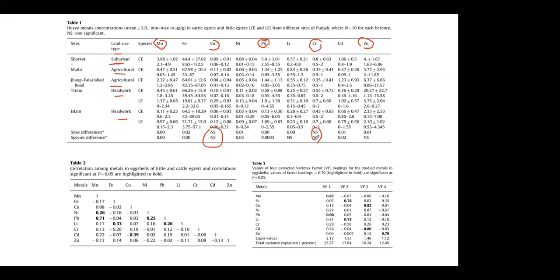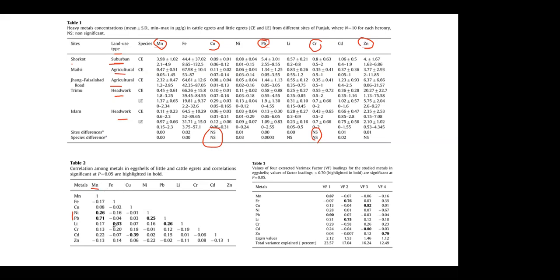environmental contamination in Pakistan. Then we figured out the relationship between different metals using correlation analysis and principal component analysis. You can see here that nickel and lead were highly correlated with manganese. So the results suggest that these are coming from similar sources.